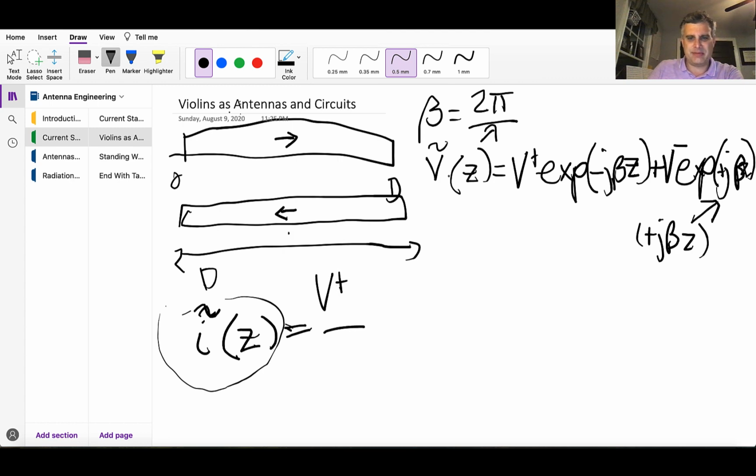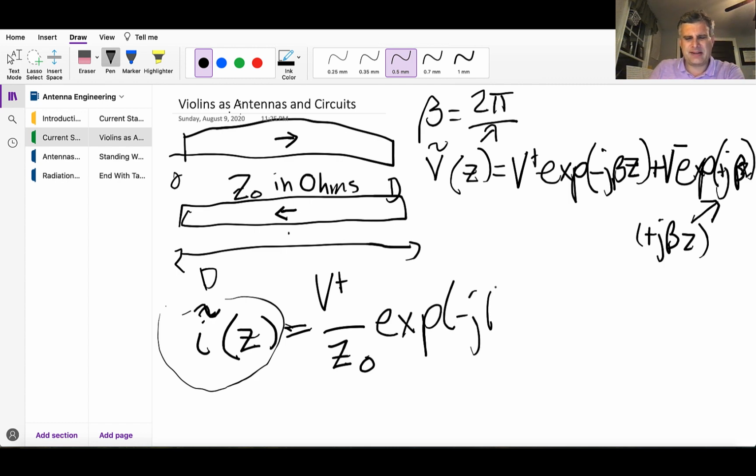This waveform is going to have the same amplitude as the forward propagating voltage, but you're going to need to divide by the impedance of the line in ohms. Every transmission line has an intrinsic impedance in ohms, the square root of the per unit length inductance over the per unit length capacitance, if you remember your undergraduate junior level EMAG class. And it has the same exponential propagating term with a minus in front of it. The minus is characteristic of forward propagation in the positive z direction.